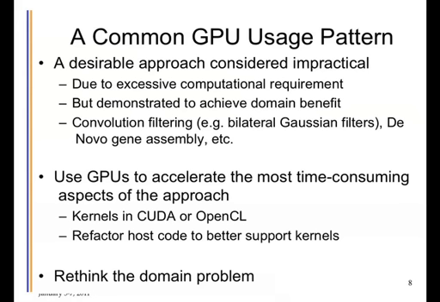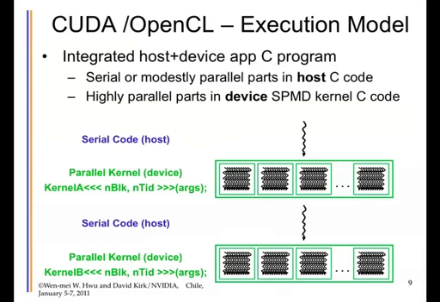So basically, the GPUs will be accelerating the most time-consuming aspects of these things. Kernels will be written, today mostly in CUDA, but we're beginning to see an increasing number of OpenCL kernels. And then you need to refactor your host code to better support kernels. For those of you who went to the lecture this morning, PyCUDA and PyOpenCL are programming models that can help you more easily incorporate these kernels into your applications. Then you rethink the domain problem a little bit and see if you can further take advantage of these applications. I'm going to be talking about these algorithms, and I'll be showing some code examples.